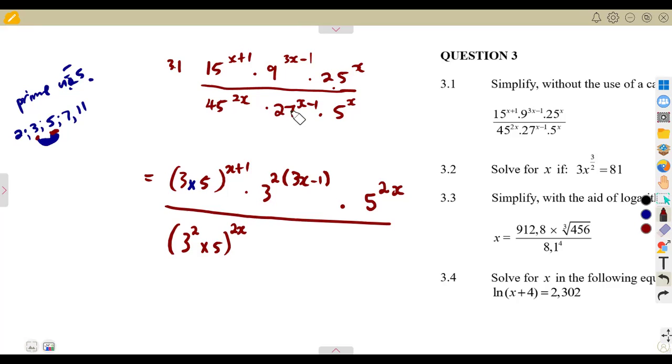27 to the exponent of x minus 1. 27 is not a prime number. So as a prime number, 27 is the same as 3 to the exponent of 3. 3 times 3 times 3, 3 times. But there is an exponent of x minus 1. Multiplied by 5. 5 is already a prime number. So there's nothing that we are going to do on this 5. It's already in simplest form. So this is what we are going to have.